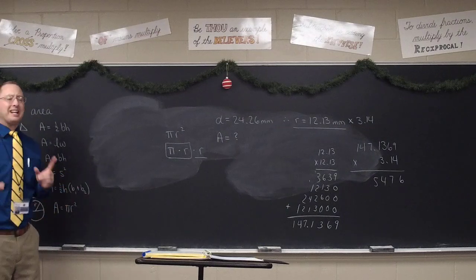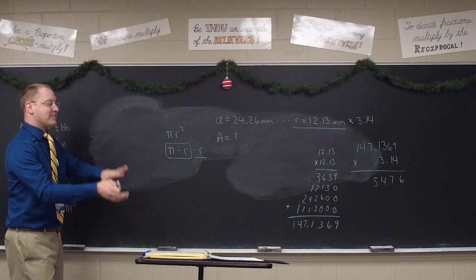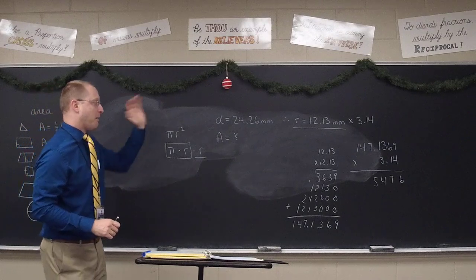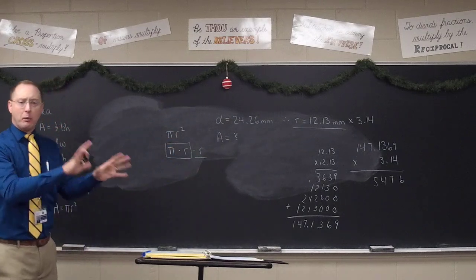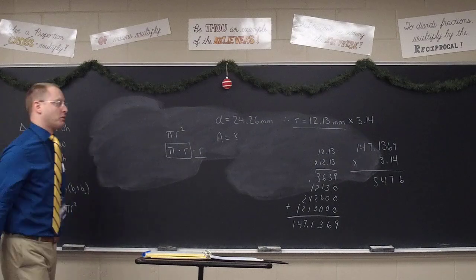Make sense? So ideally, you square the radius first, then times pi. But if you forget and you say, I got my radius, I multiply by pi, oh man, don't start over, just multiply what you got by one more radius, and you'll be okay.